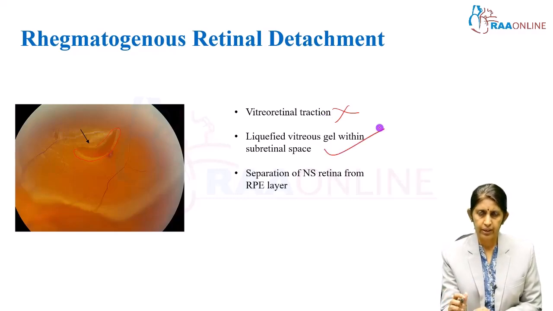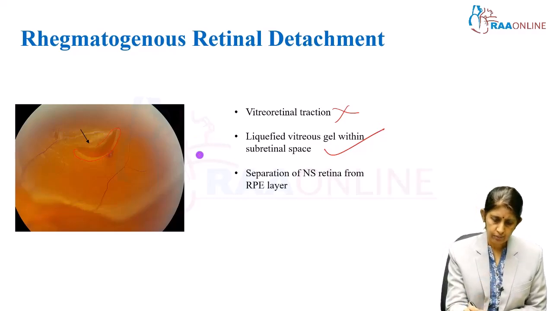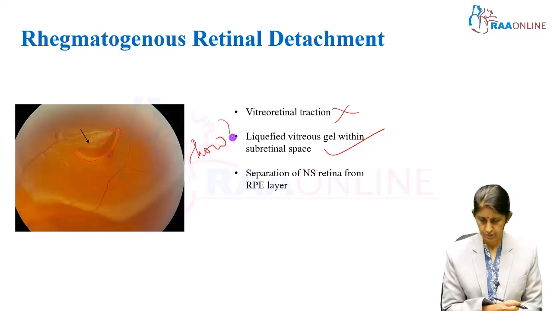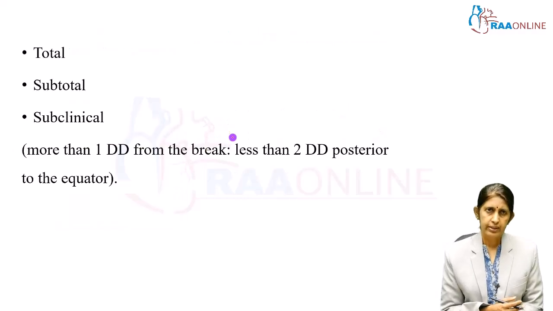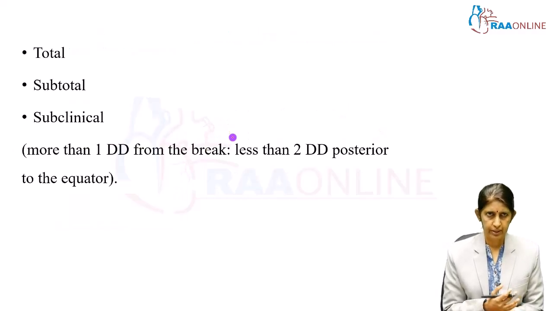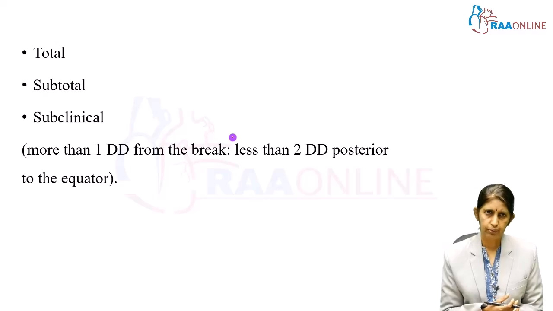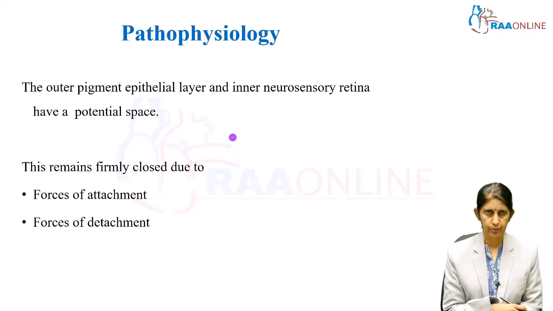That is, there can be liquefied vitreous gel within the subretinal space, and this can aid in separation of neurosensory retina from the RPE layer. Now, how does this vitreous gel get access into the subretinal space in a rhegmatogenous retinal detachment? That is a question. This detachment can be total when it involves the entire retina, subtotal when a sphere or hemisphere is involved, and subclinical when there is a small amount of pooling of subretinal fluid which is more than 1 disc diameter from the break but less than 2 disc diameter from the equator. So, it is a smaller area that is involved.